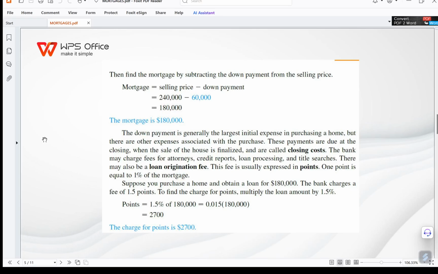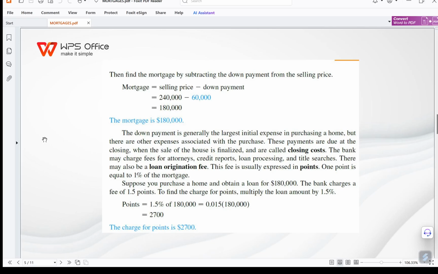The down payment is generally the largest initial expense in purchasing a home, but there are other expenses associated with the purchase. These payments are due at the closing. That means if you close the deal, there are several other payments to be made when the sale of the house is finalized, called closing costs. The bank may charge fees for attorneys, credit reports, loan processing, and title searches. There may also be a loan origination fee. This fee is usually expressed in points. One point is equal to 1% of the mortgage.